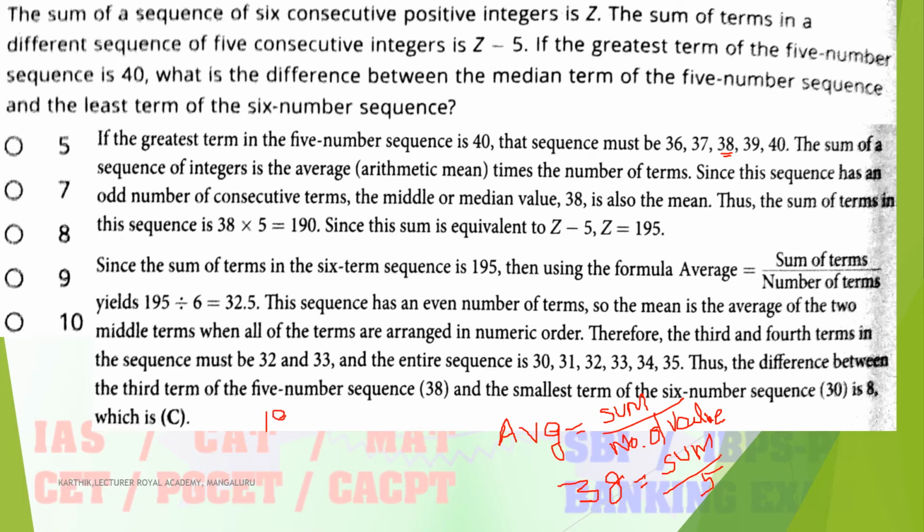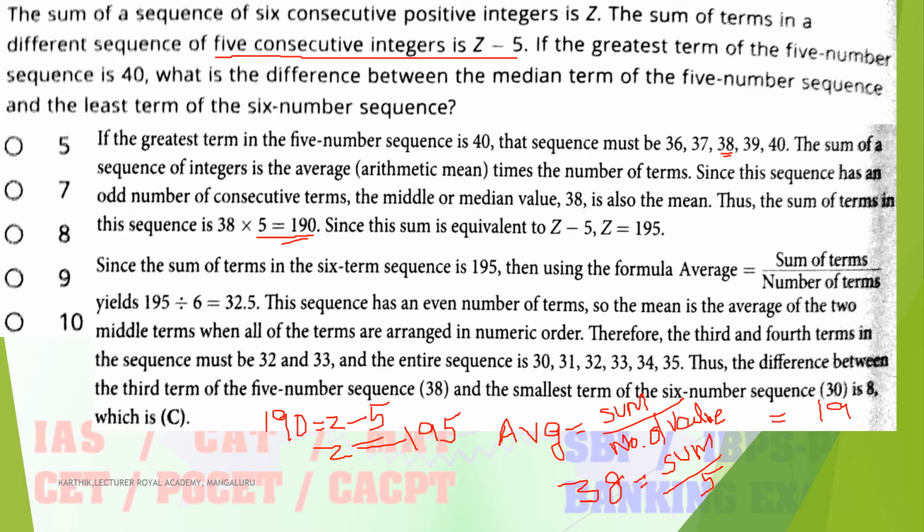190. 190 is equal to z minus 5. Why? Because here they mention the 5 consecutive integers sum is z minus 5. So we are getting 5 integers, 190. 190 is equal to z minus 5. Then z is how much? z is equal to 195. So this is the sum. So the sum we know, 195.